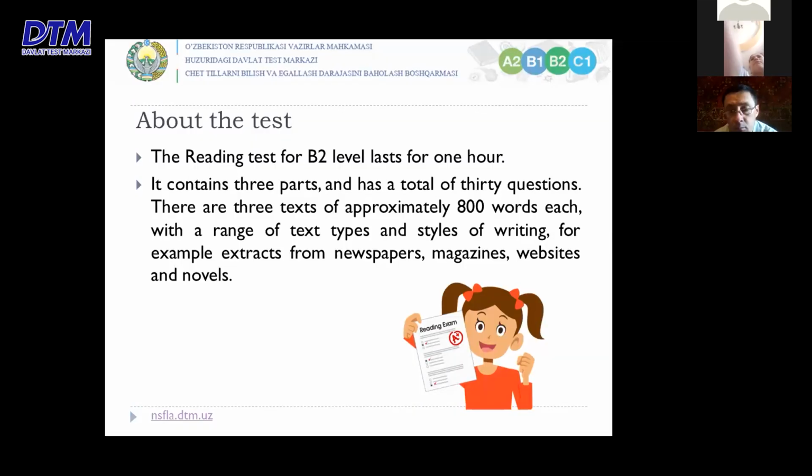The test for B2 level lasts for 1 hour. It contains 3 parts and has a total of 30 questions. There are 3 texts of approximately 800 words each, with a range of text types and styles of writing, for example, extracts from newspapers, magazines, websites, and novels.